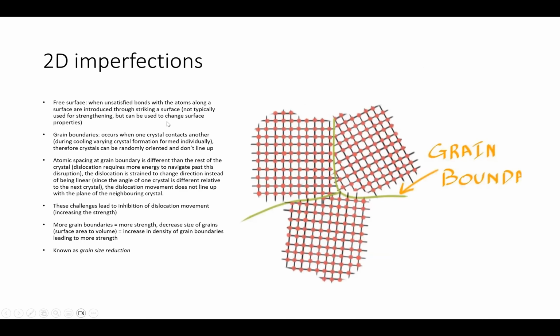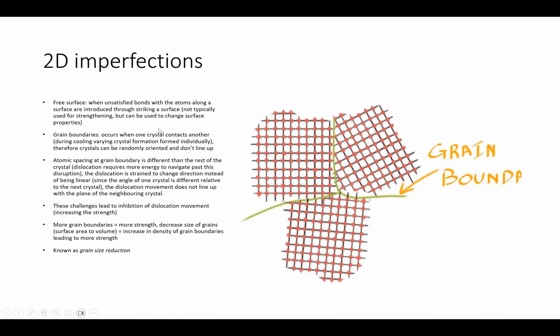2D imperfections. We have a free surface when unsatisfied bonds with the atoms along the surface are introduced through striking a surface. And this is not typically used for strengthening, but it can be used to change the surface properties of a metal. So for now, we won't really consider this.